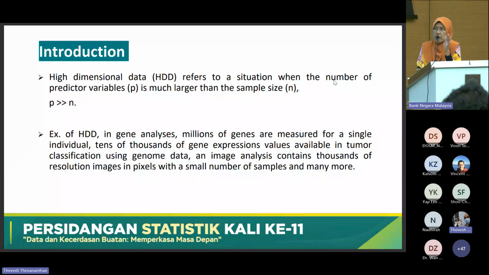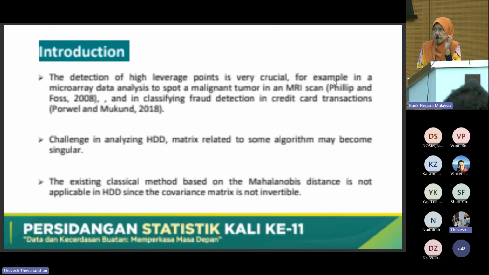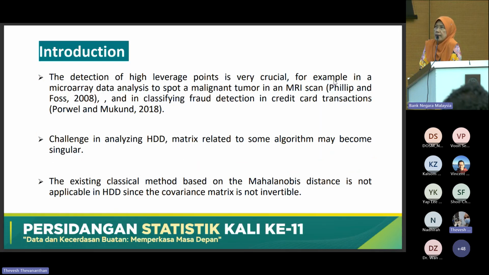So you have to keep in mind that in high dimensional data, the number of predictor variables is much larger than the sample size n. Next, the detection of high leverage points. What is a high leverage point? An outlying observation in the X direction. It is very crucial, for example, in microarray data analysis, to spot a malignant tumor in an MRI scan, and in classifying fraud detection in credit card transactions.